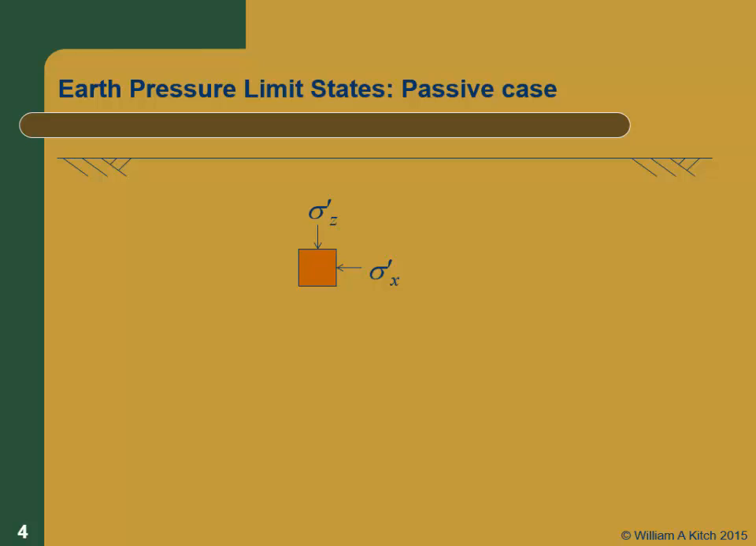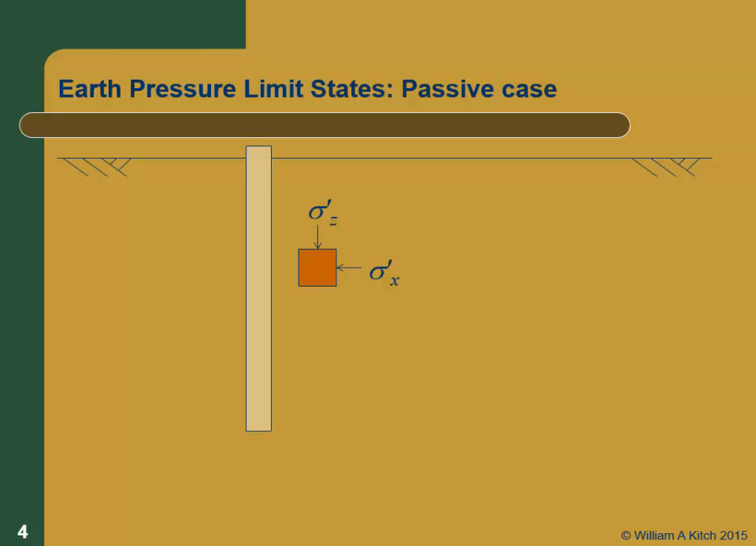So let's talk about the limits. Before we talk about what K0 is, let's talk about the limits that the lateral earth pressure could take on, because there are limits. It can only get so high, it can only get so low. So that's the very first thing we're going to talk about.